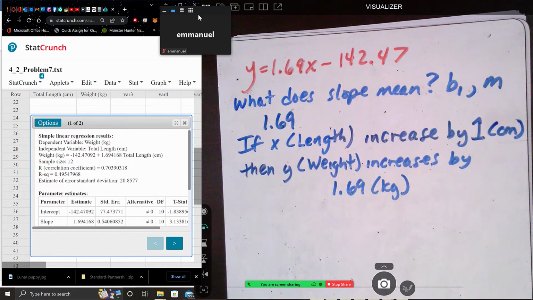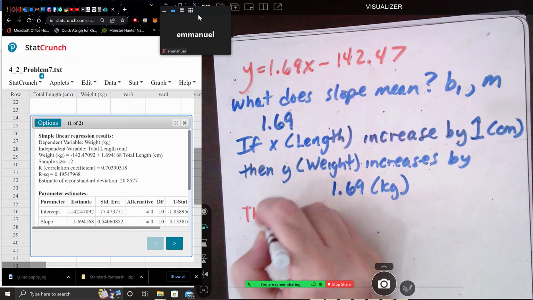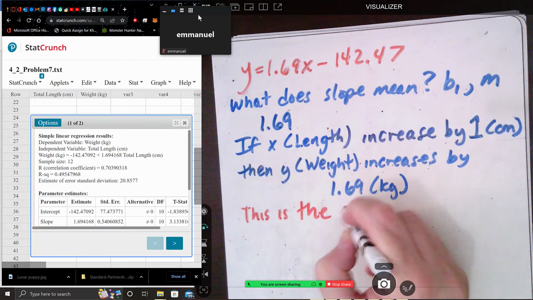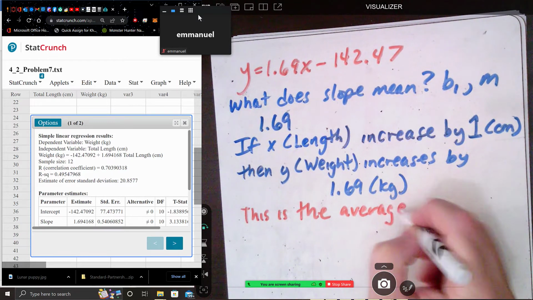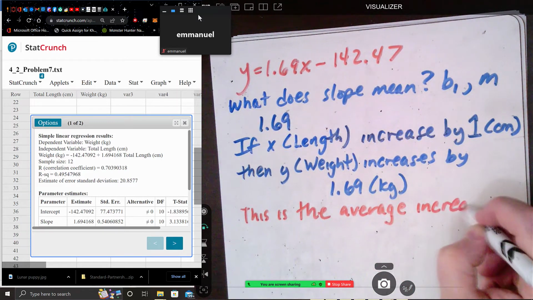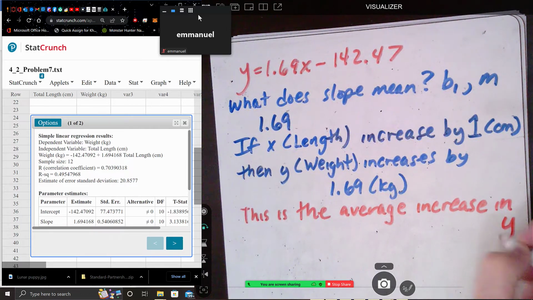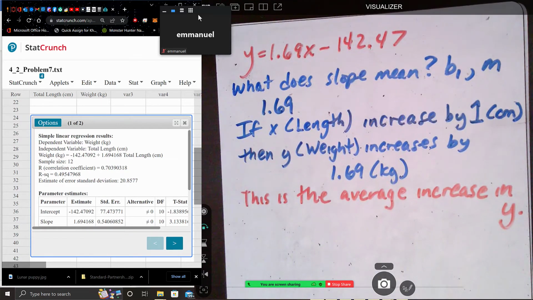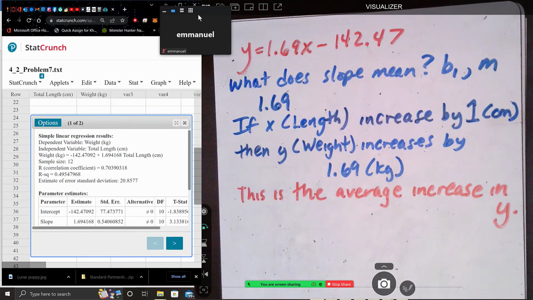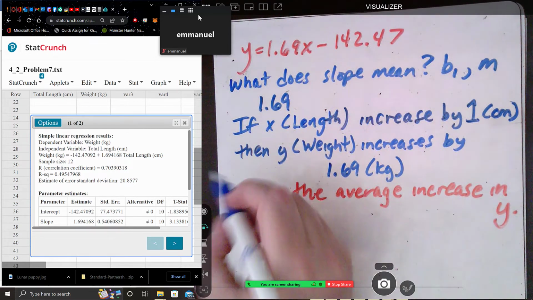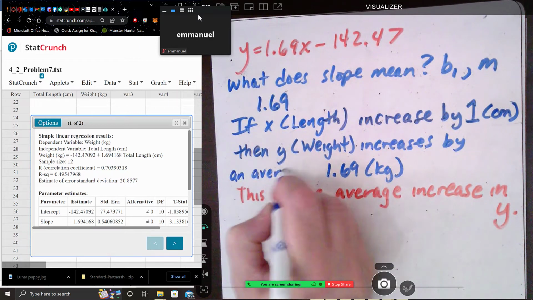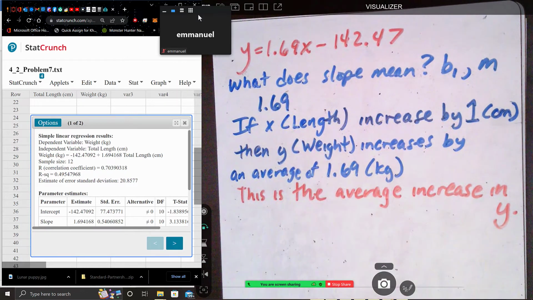And more importantly, this is the average increase. It's only a true increase in y if they're all a straight line. So maybe a better way to say this: increases by an average of 1.69 kilograms.